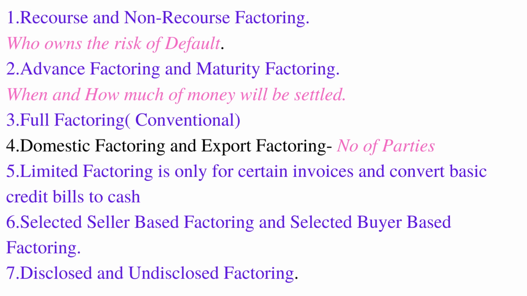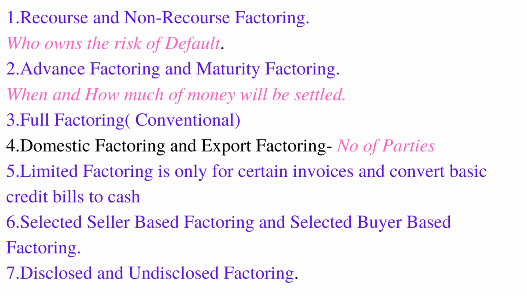The second last category is selected sellers based factoring and selected buyers based factoring. In case of selected seller, the seller sells all his accounts receivable to the factor along with invoice as per the contract. The sellers are normally approved by the factor before entering into the agreement. In case of selected buyer, the factor or the bank has a right to choose the buyer on the basis of credit worthiness. The last category is disclosed and undisclosed factoring.